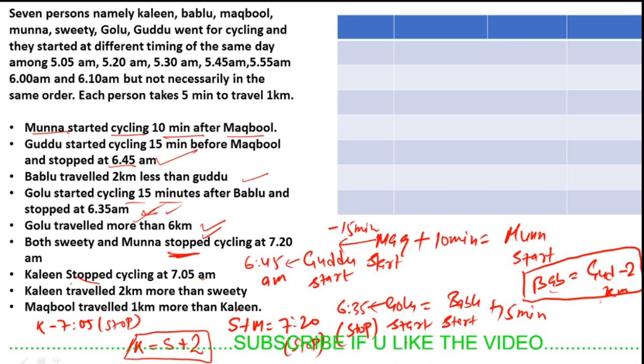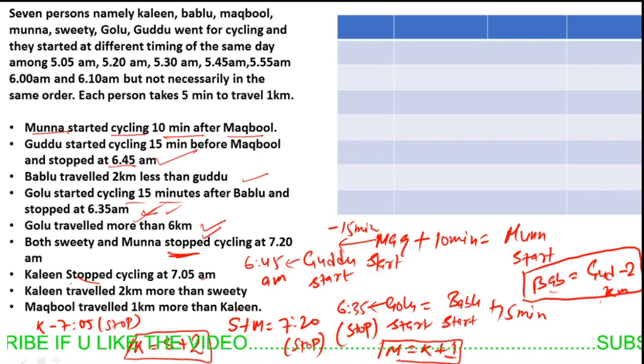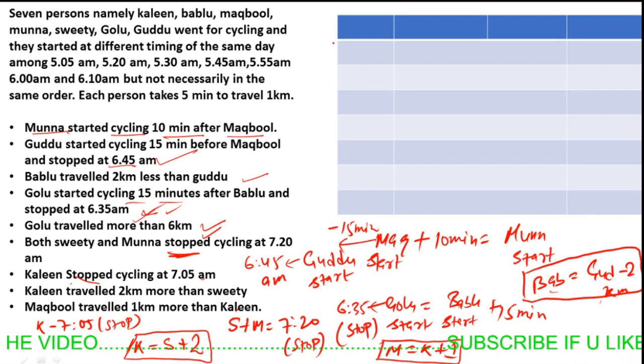Okay, Makbul traveled 1 kilometer more than Kalin. So Makbul is traveling 1 kilometer more than Kalin. So that is our whole question, we have noted down the whole question. Before solving the questions, we have to note down the time slots. So let's note down the time slots.